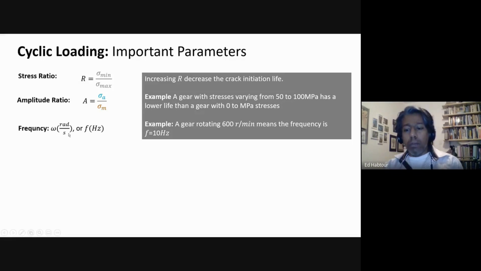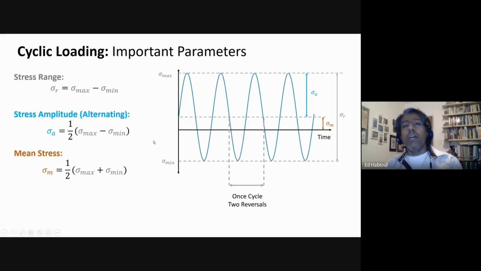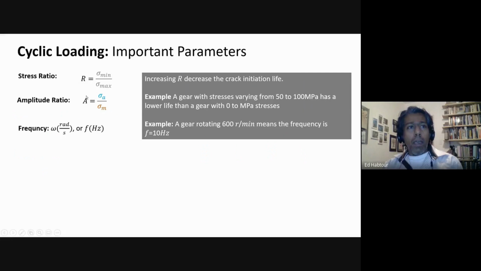And then we talked a little bit about the frequency briefly here. So like I said, this is just one cycle. And you'll see in terms of the frequency, whether it's in hertz or radians per second. Again, keep that in mind. So if you have a gear rotating 600 rotations per minute, it means that the frequency is 10 hertz, right? So you got 600 revolutions divided by 60 seconds, and that gives you the 10 hertz.